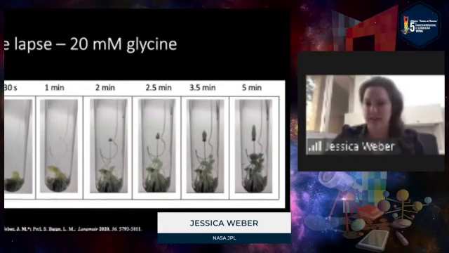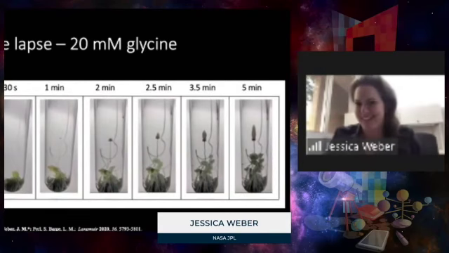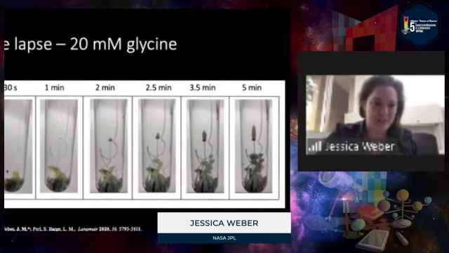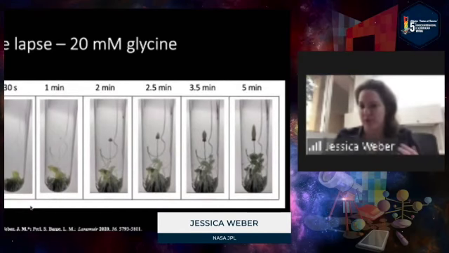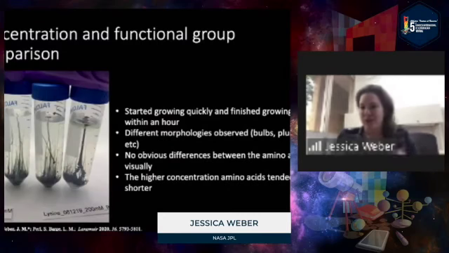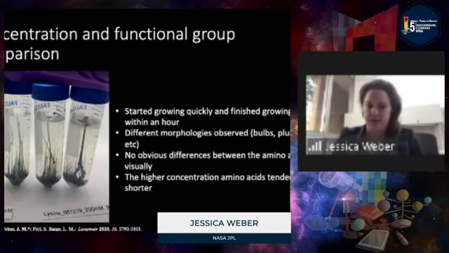And so you can see the growth starts very fast. These are very exciting experiments to run. Immediately you start to see some growth, and then by 5 minutes, you have a really complex network of morphologies, which is very nice. I won't belabor the point too much, but these grow very quickly, and we observe different morphologies in each of the reactions.